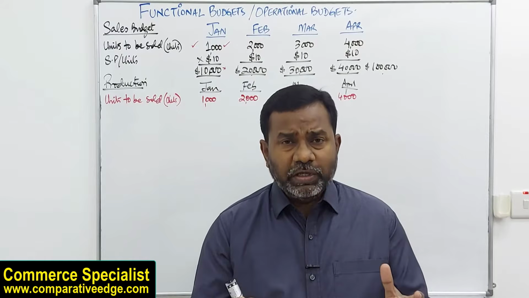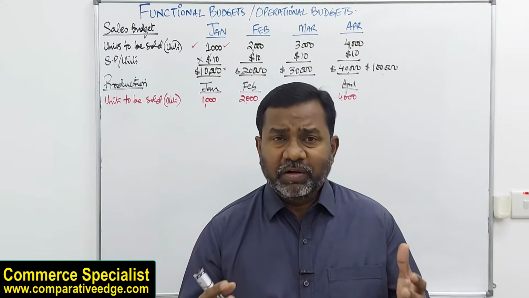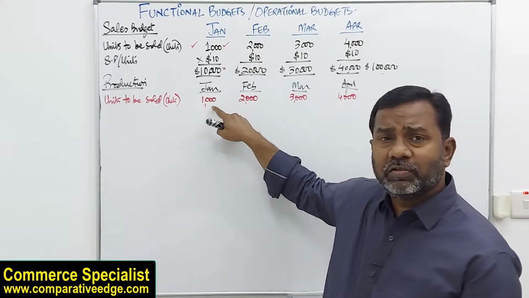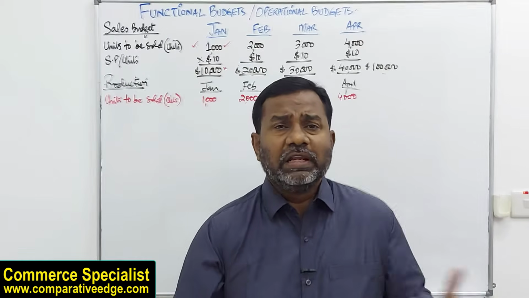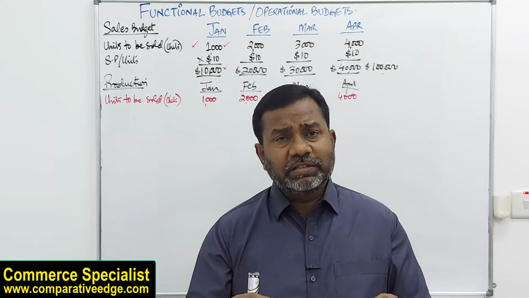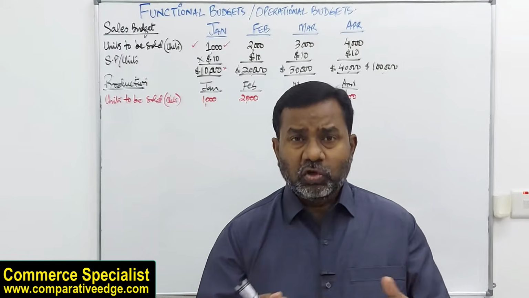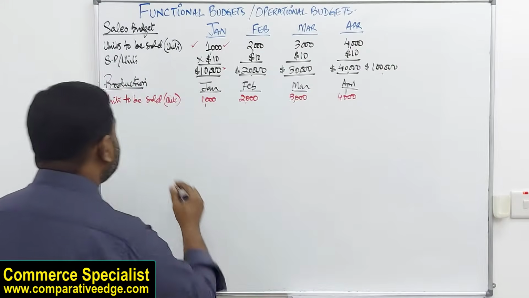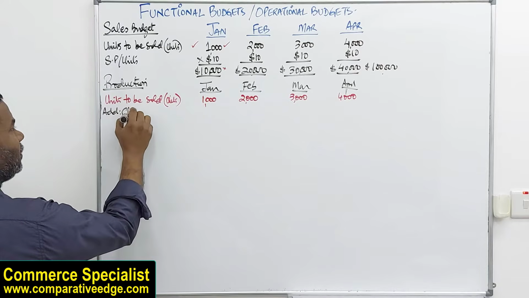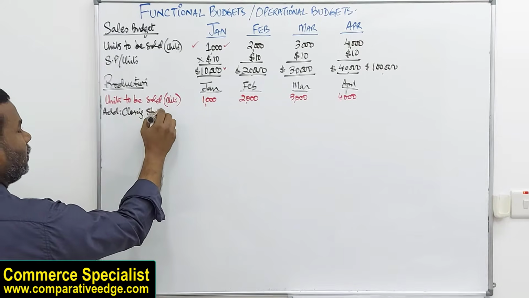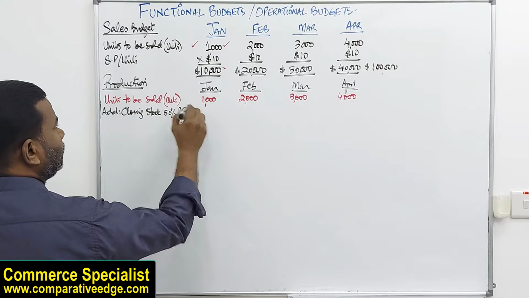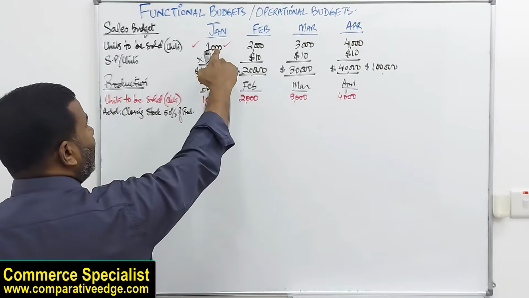Better companies keep some provision. And what is meant by this? If 1000 units are to be sold, they don't make only 1000 units. What if you made 1000 units and sold them, and then more customers come? You'll be in a stock out position. So what better companies do is they make a little more. I'm assuming that the company has a 50% closing stock requirement. I'm writing here, add closing stock, which is 50% of sales.